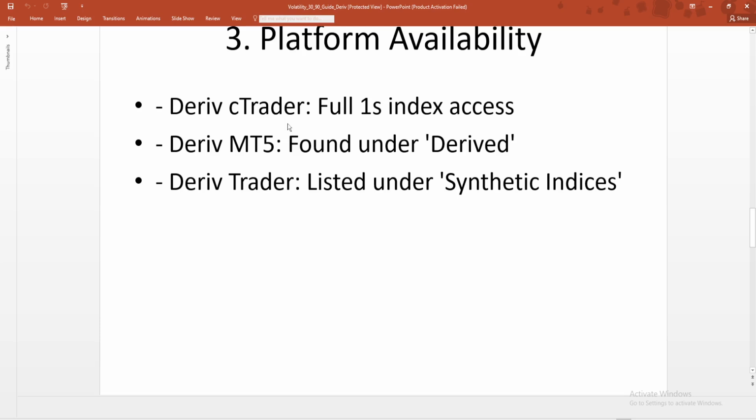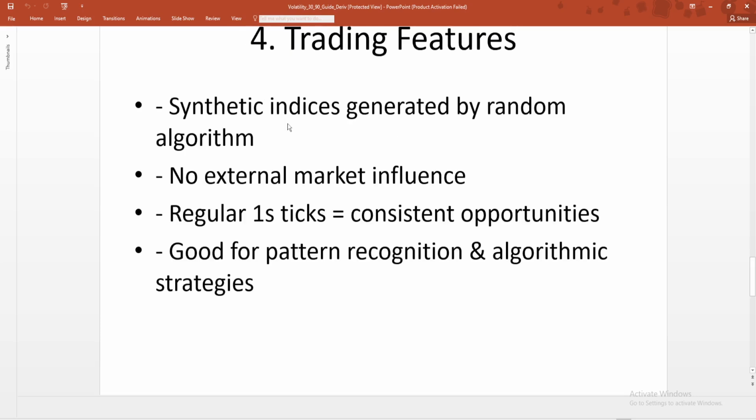So you can go to the Deriv Trader platform, or you can go to the Deriv MT5, where you can find it under Derived, all right? And you can also access it in the Deriv Trader. If you go to the Deriv Trader and then select synthetic indices, you will be able to see Volatility 31S and 91S. So that is basically where you can find these two new volatilities if you want to go and try them, all right?